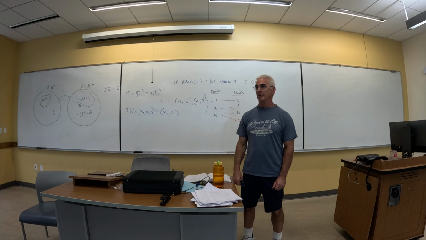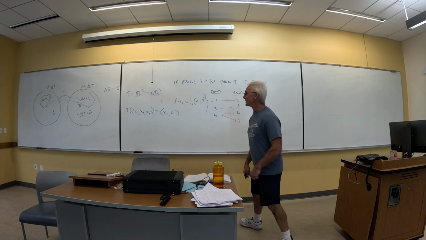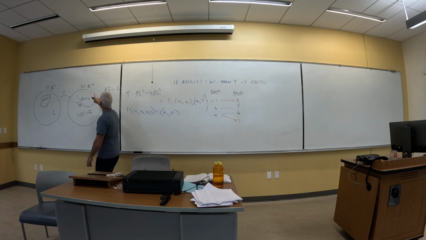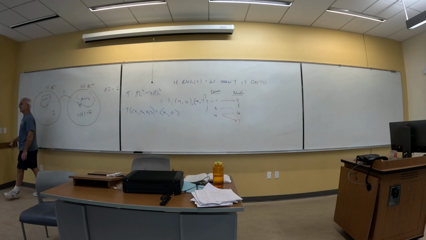Can a mapping be both? Yes. Then what criteria absolutely has to be true to be both? They must be equal. Good. They have to be the same dimensions. So whether it's polynomials, matrices, or vectors, they have to be the same dimension.